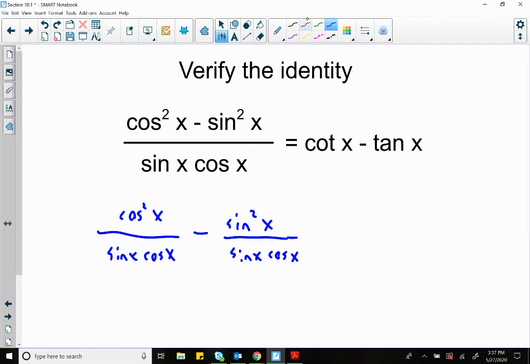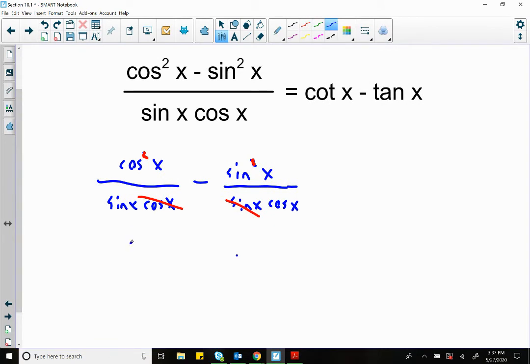And then what's going to happen? Well, we know that this cosine will cancel out with one of the cosines up above because there were two. This sine will cancel out with one of the sines up above because there were two. So what do we have left there? You have cosine x over sine x minus, over here you have sine x over cosine x. Oh! Cosine over sine is cotangent. Sine over cosine is tangent. So right there, you have verified it.